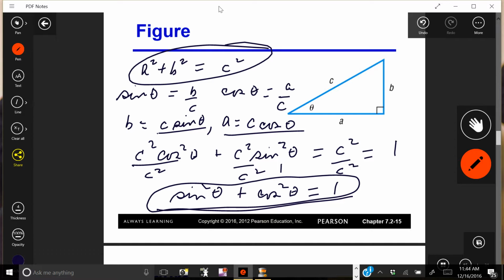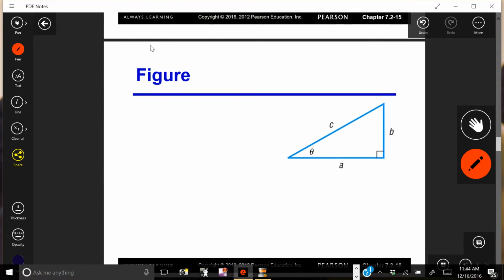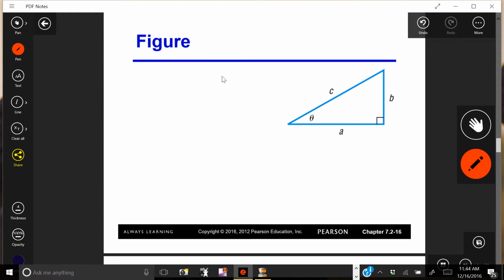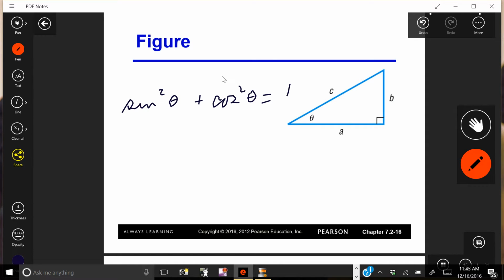Now, taking the same figure and knowing that sine squared theta plus cosine squared theta equals 1, we can derive another identity. I'm going to divide each of these terms by cosine squared theta.